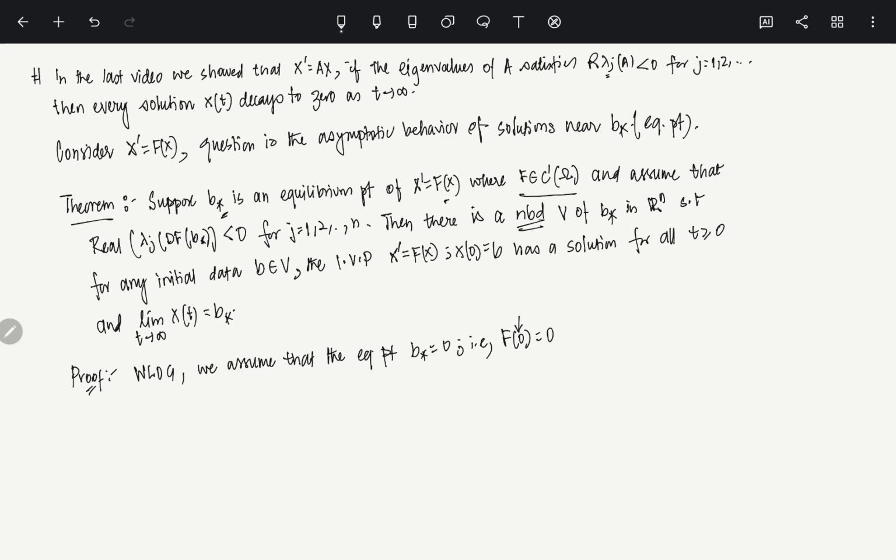Now, f is a C1 function. It is given that f is C1, so I can expand f. Basically, f of x in a neighborhood of 0, I can write f of x to be a of x plus r of x, where a of x is df at 0 acting at x, and r of x is the remainder term.